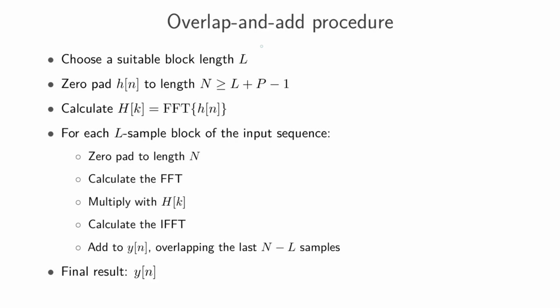So just a summary of the whole procedure. You need to decide how long your block length is going to be, L. And that typically depends on the application, because you need to wait for L samples before you can produce any output. But that's all you need to wait. So you basically decide on the latency of your system. Then what you do is you zero pad the impulse response to a length of L plus P minus 1.